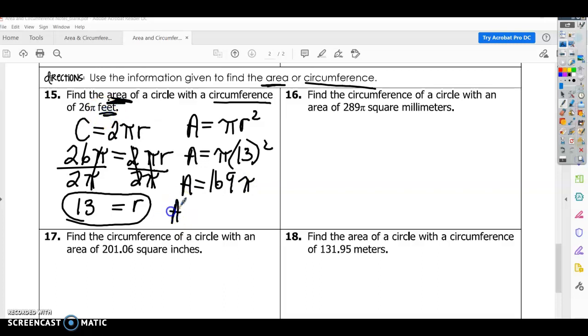Since we're talking about area, it's going to be 169 feet squared, and 169 times pi is 530.93 feet squared. Again, this is the exact area. This is the approximate area.